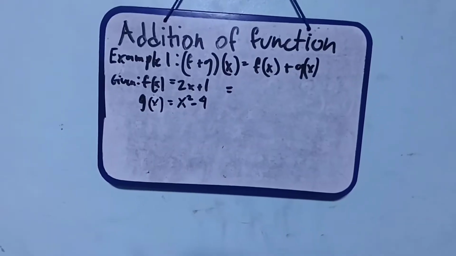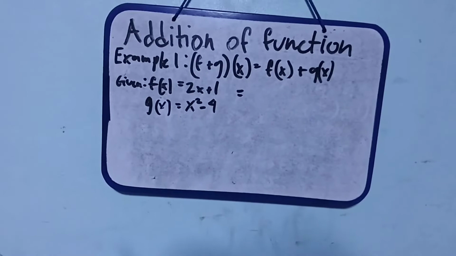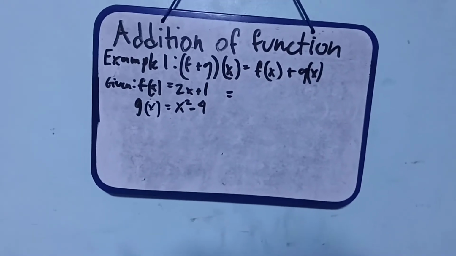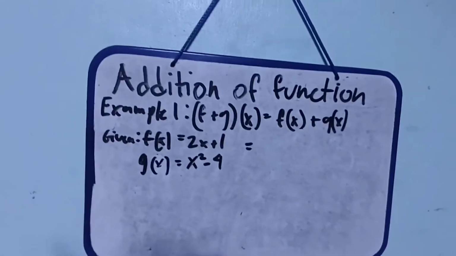First, let's focus on addition of function. So, f plus g of x is equal to f of x plus g of x. This just says that to find the sum of two functions, add them together and you should simplify it by finding like terms. So, addition of function is f plus g of x is equal to f of x plus g of x.